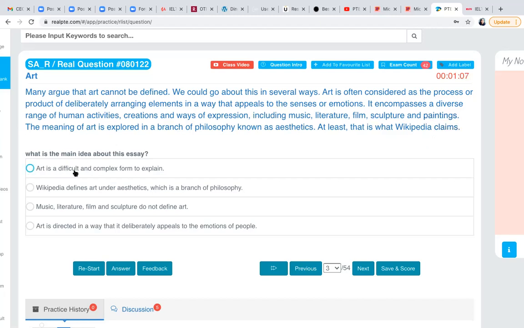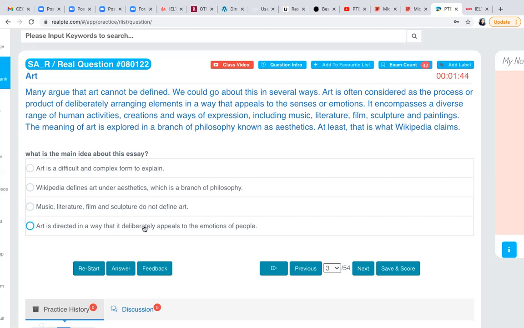Now let's look at the options. Art is a difficult and complex form to explain. Many argue that art cannot be defined, then. Wikipedia defines art under aesthetics, which is a branch of philosophy, a diverse range of processes in a way that appeals to senses or emotions. So that's aesthetically pleasing. That's what it means, which is appealing or which pleases people aesthetically, pleases or appeases their senses or emotions. Then this cannot be the answer.